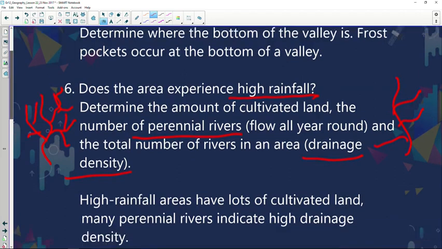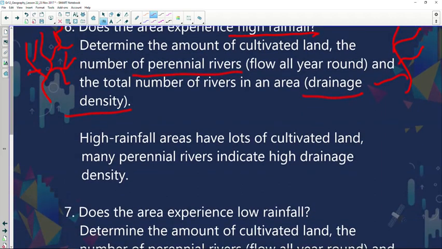Now, as you can see, high rainfall areas have lots of cultivated land, many perennial rivers, and a high drainage density. Now, this we will usually find in places very close to the equator, but in South Africa, definitely KwaZulu-Natal. KwaZulu-Natal's got quite a high rainfall per year, as well as a certain section in South Africa close to Knysna and Plettenberg Bay. But most of South Africa experience seasonal rainfall.